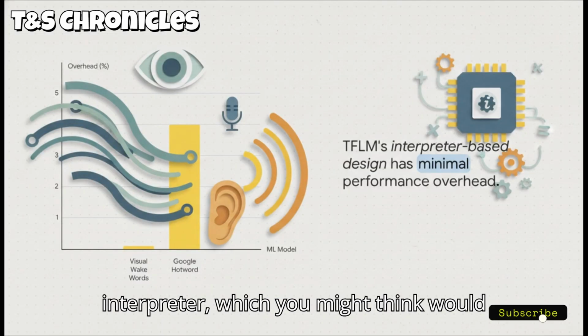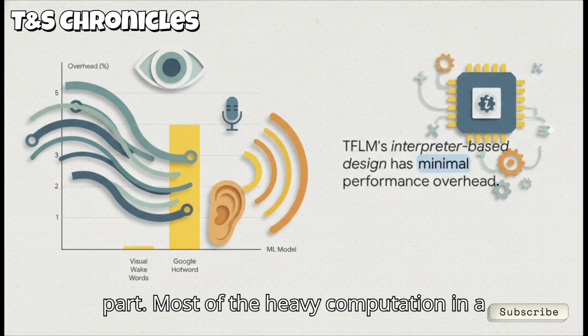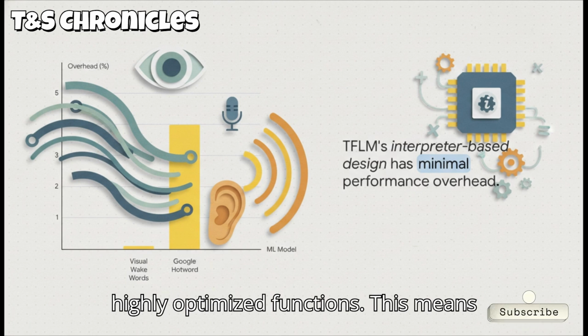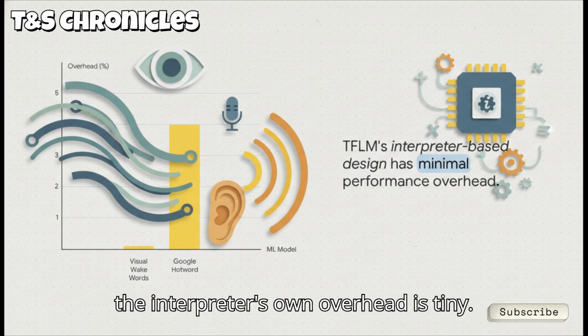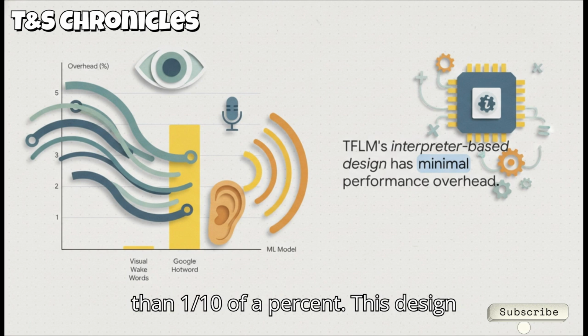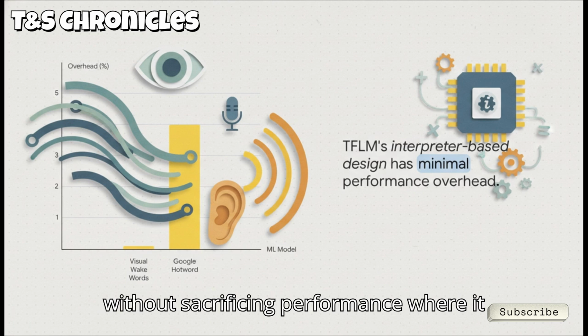Well, TFLM uses an interpreter, which you might think would be slow. But here's the really clever part. Most of the heavy computation in a neural network happens in just a few highly optimized functions. This means the interpreter's own overhead is tiny. For a complex vision model, it's less than 0.1%. This design creates a framework that's super flexible without sacrificing performance where it really counts.